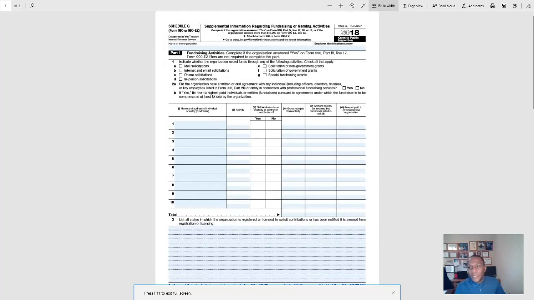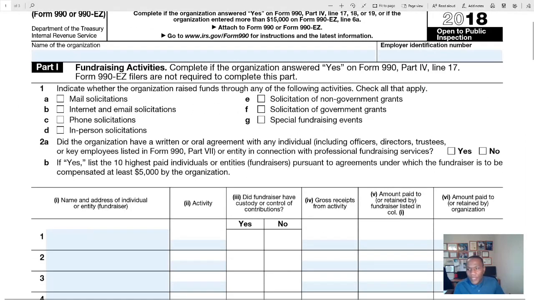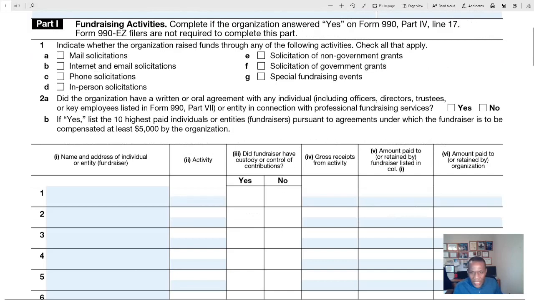Okay, let's expand this. If the answer is yes for trustees or key employees listed in Form 990 Part 7, or an entity in connection with professional fundraising services, you must list the 10 highest paid individual or entity fundraisers pursuant to an agreement under which the fundraiser is to be compensated at least $5,000 by the organization. Name and address of the individual or entity: if you use a company to fundraise or a specific individual, you'll name them there.